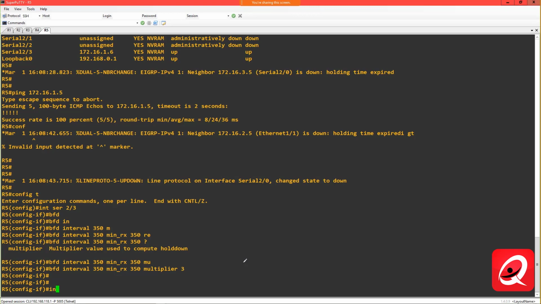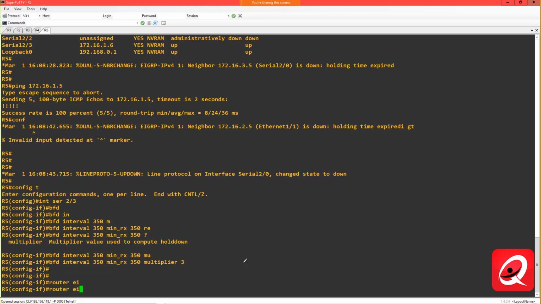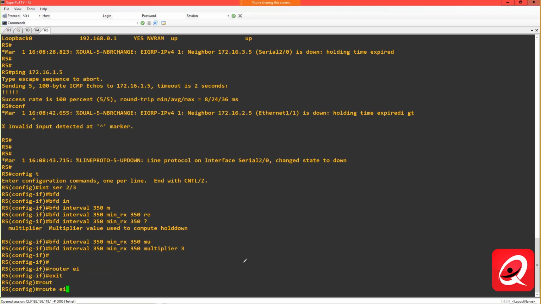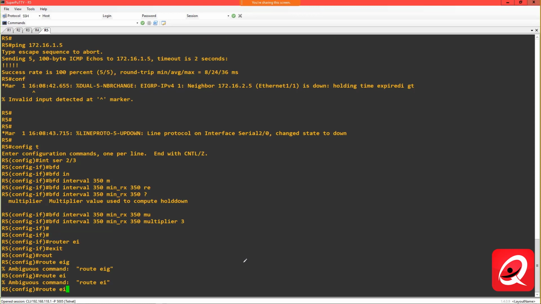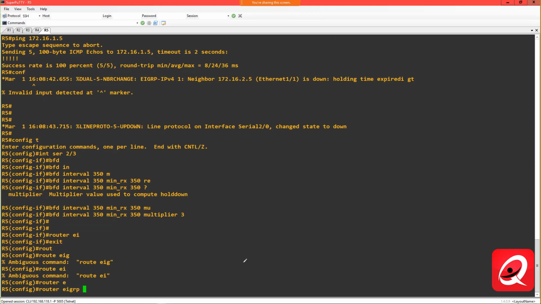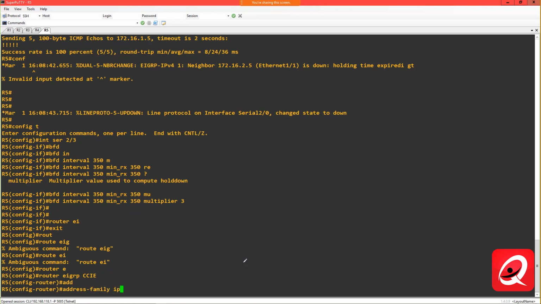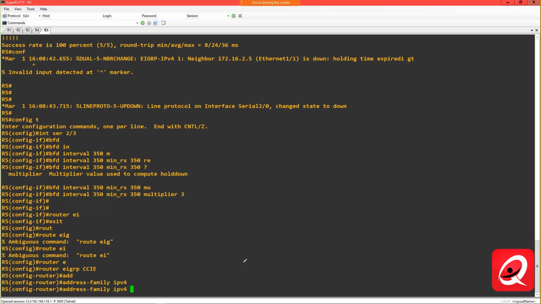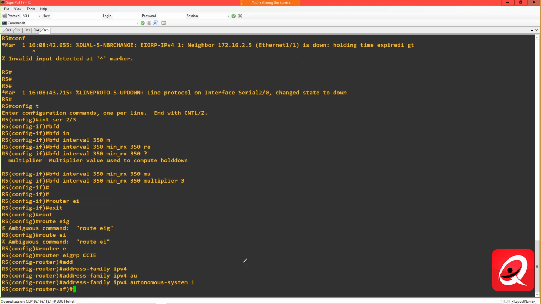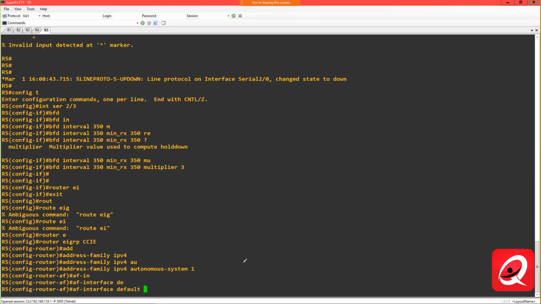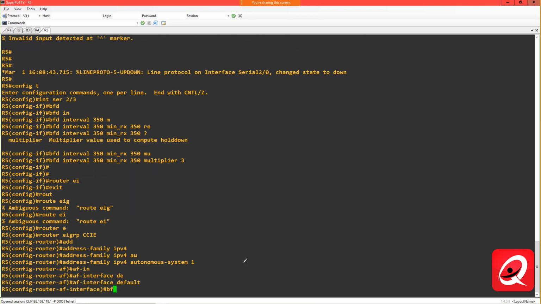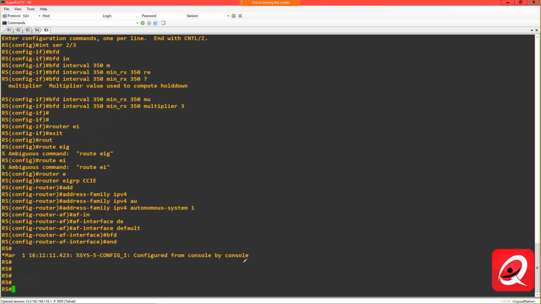So let's go ahead and see if we can enable this again real quick. Router, we're gonna try one more time, but I'm not holding my breath here. Let's see, router EIGRP CCIE, address family IPv4, AF interface default, BFD. I know we'll get the errors.